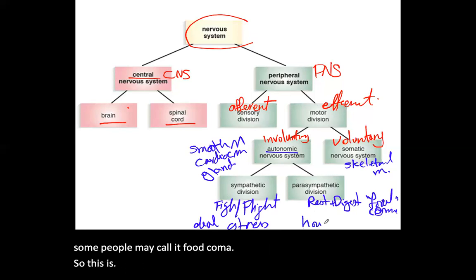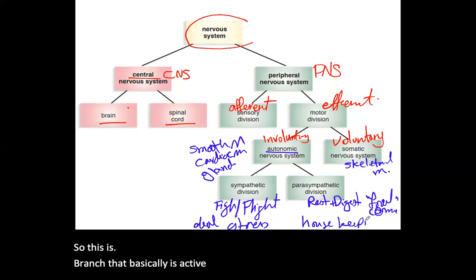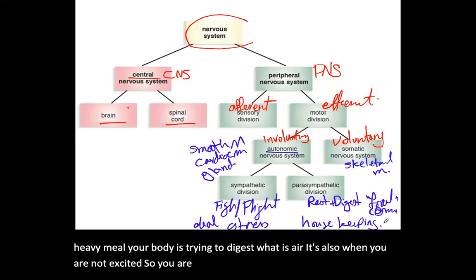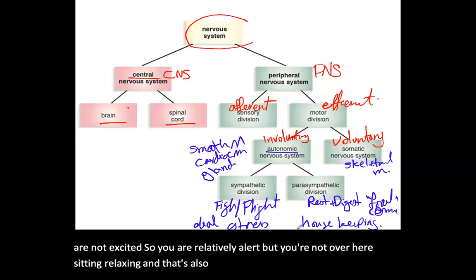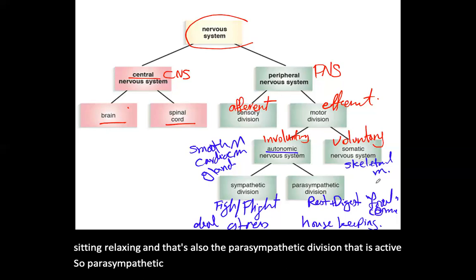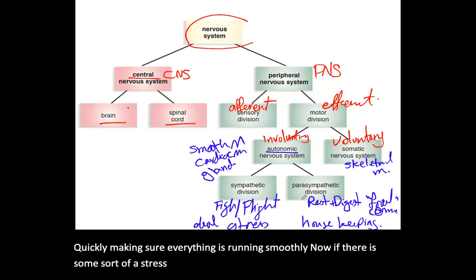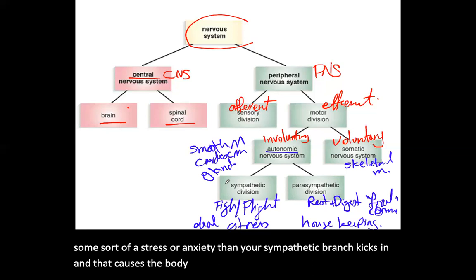This is the branch that basically is active when you are sitting down, you just had a heavy meal, and your body is trying to digest what is in it. It's also when you are not excited. So you are relatively alert, but you're not overworked, you're sitting, relaxing. That's also the parasympathetic division that is active. So parasympathetic is also known as housekeeping. Again, basically making sure everything is running smoothly. Now, if there is some sort of stress or anxiety, then your sympathetic branch kicks in, and that causes changes in the body to help with the stressful condition.